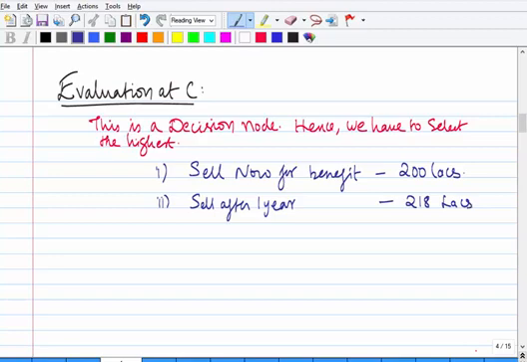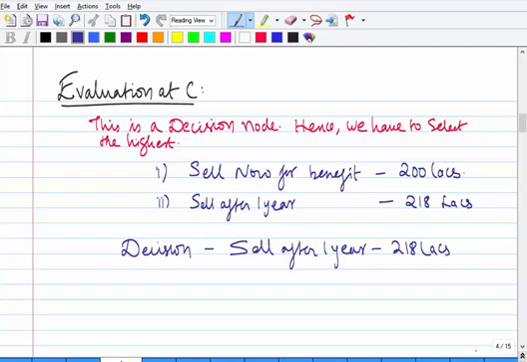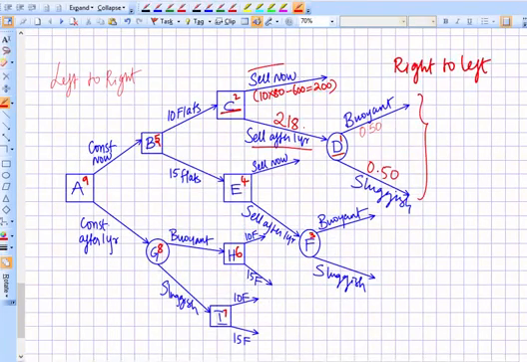So evaluation at C, this is a decision node. We have to select the highest. So what is the decision? We have to select the highest. It means sell after 1 year, so that you get a net benefit of 218 lakhs. Let's go back to the diagram and indicate this. When we evaluated at C, the decision we have taken is to sell after 1 year, so that we get a net benefit of 218 lakhs. So this is our conclusion.